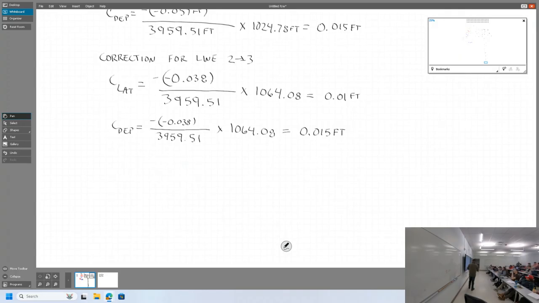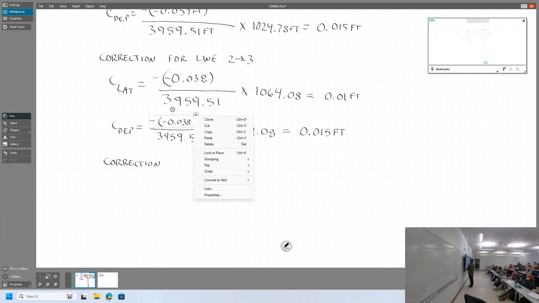All right. Halfway there, guys. Four more. Wait, shouldn't the departure be 0.057 instead of negative 0.038? Oh, yeah, I'm sorry. Yeah. Good job.